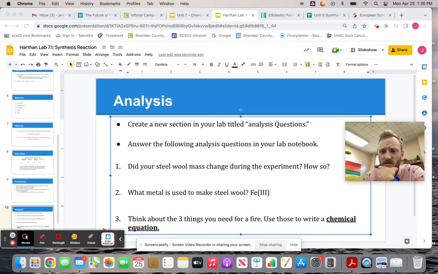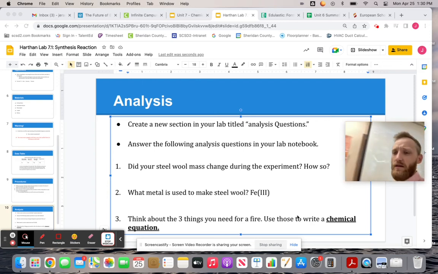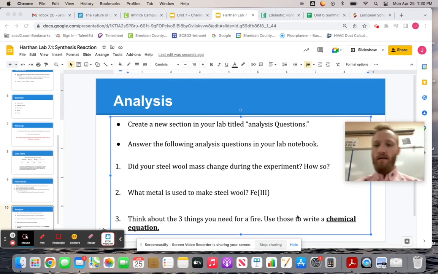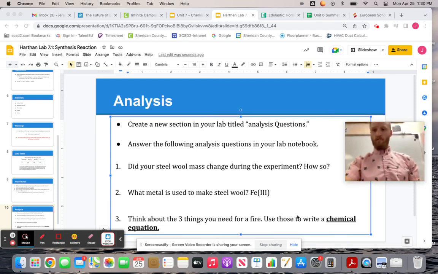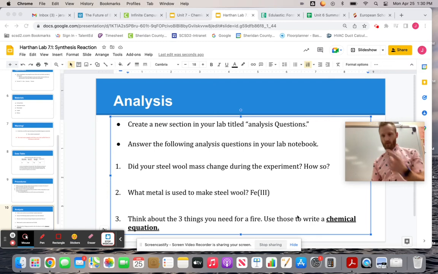So now, this next question says, think about 3 things you need to start a fire, and use those to write a chemical equation. I'm going to go ahead and move us to the board, so this will be a little bit easier. But when we think about a fire, the things that we need are fuel, oxygen, and heat. And so our battery provides us heat, oxygen's just oxygen, and so that leaves just the iron as our fuel.